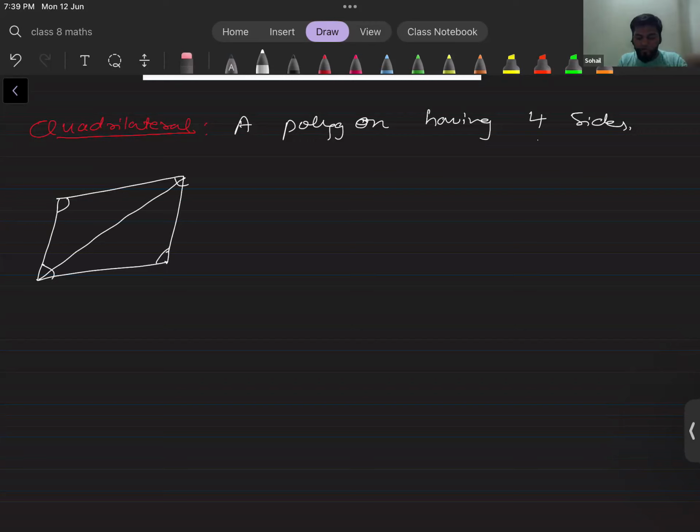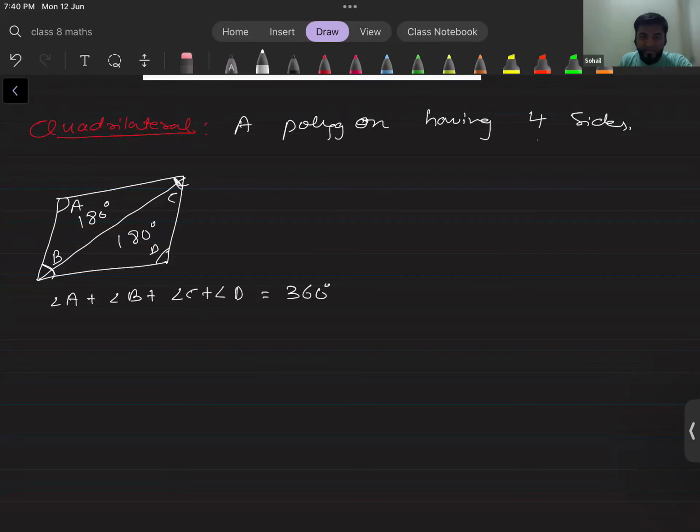Yes, sir. We also observe that the sum of the angles in one triangle is how much? It is 180 degrees. Since there are two triangles in this quadrilateral, the sum of all the angles of a quadrilateral is 360 degrees. Let's say this is angle A, this is angle B, this is angle C, and this is angle D. So angle A plus angle B plus angle C plus angle D gives you 360 degrees. Right, Arhan? Yes, sir. Okay.